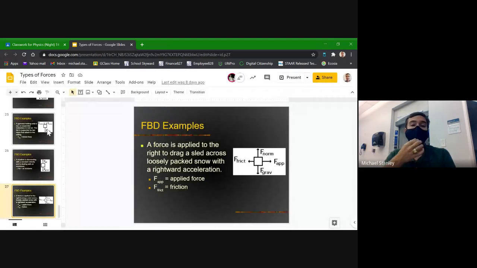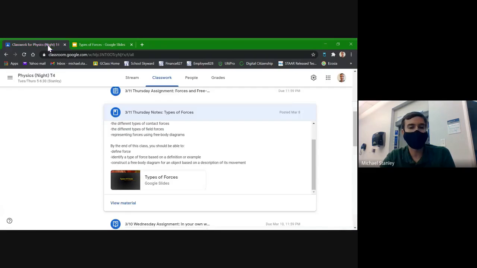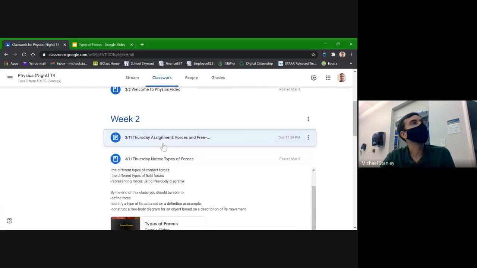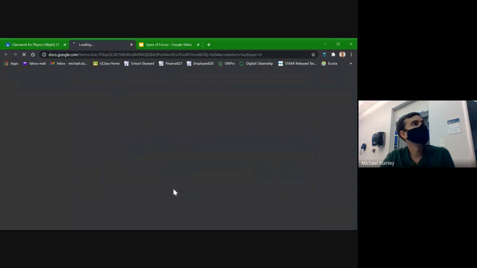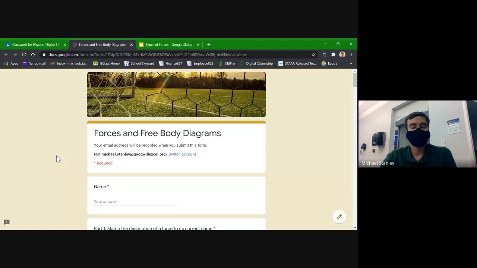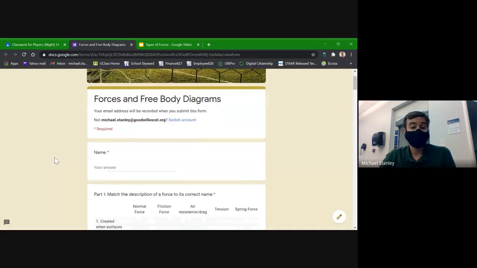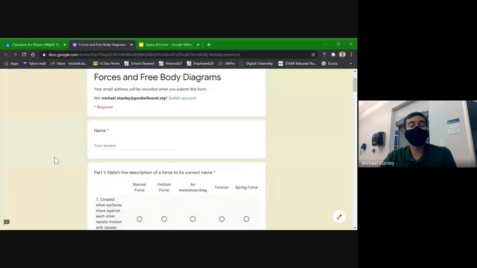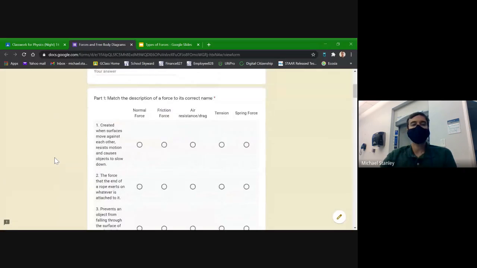All right, so for the homework for this one, since I know that we're at the day before spring break here for night school, I tried to make it a pretty short and simple type of homework. So the first part of it is just matching the correct force to its correct description.